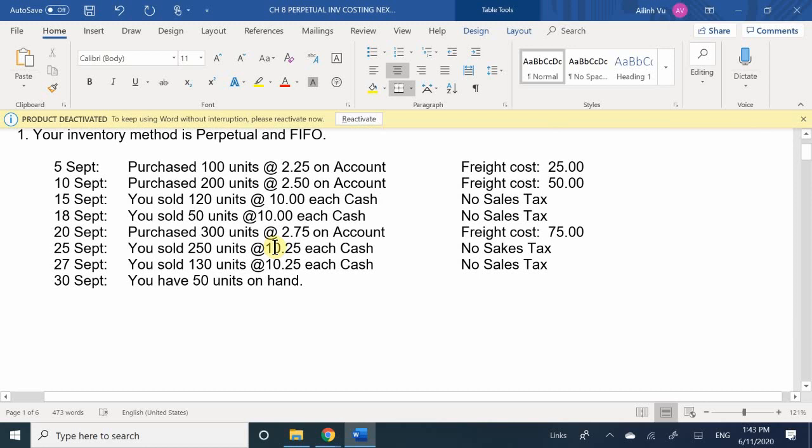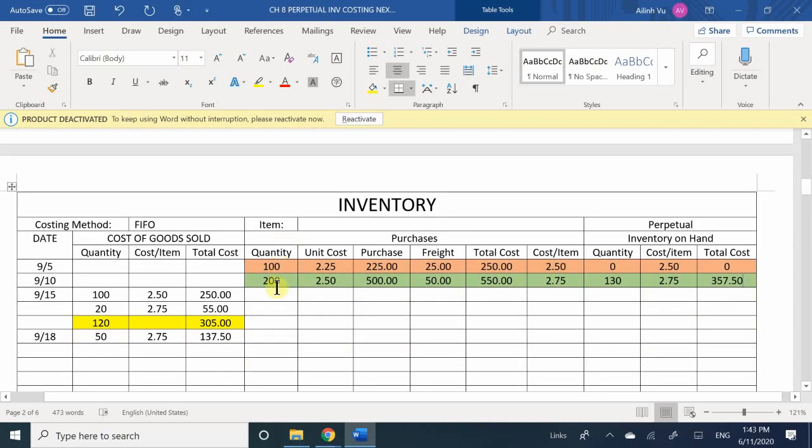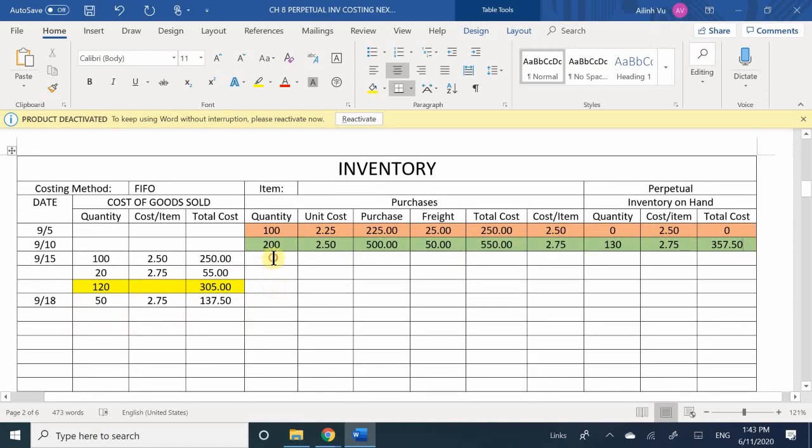So what happened next? September 20th. Purchased 300 more units. At how much? 2.75, and $75 freight. All right. So we bought 300 more items at $2.75 each, and our freight was $75. So what is my total purchases? 825.